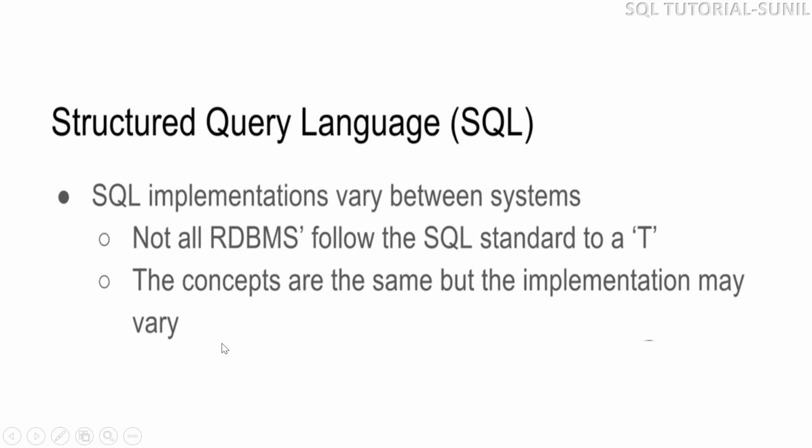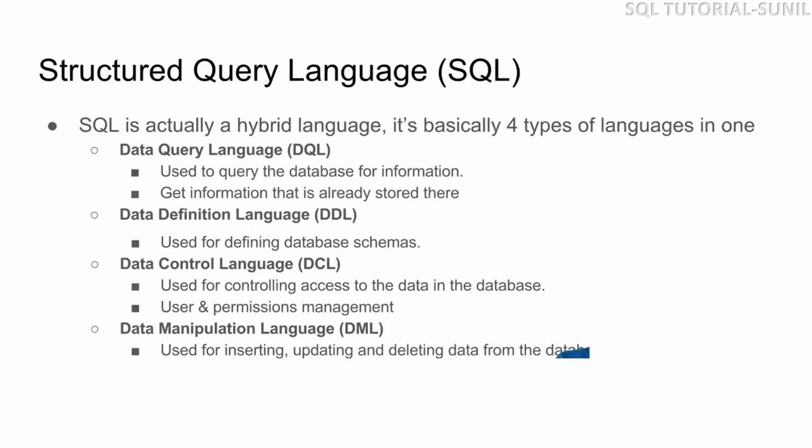Now here, if you see, these are the four things that we are going to learn in SQL. SQL is a collection of four different languages: data query language, data definition language, data control language, and data manipulation language. So if you know DQL, DDL, DCL, and DML, then you know SQL. So this is what SQL means.